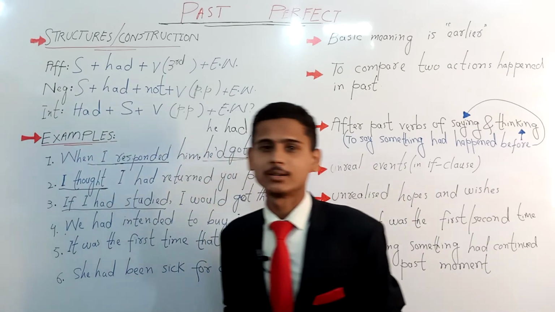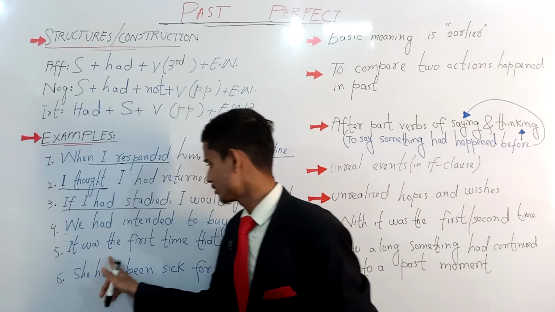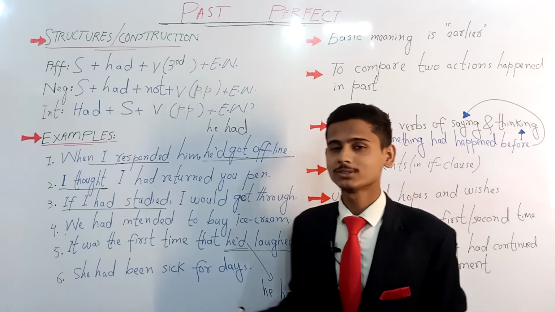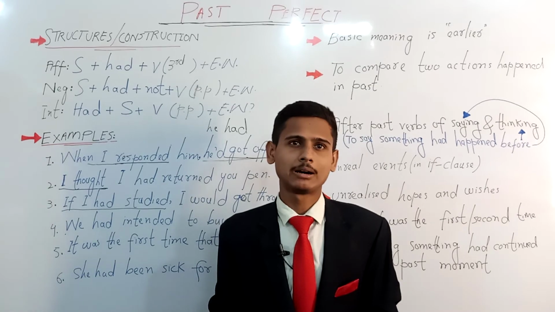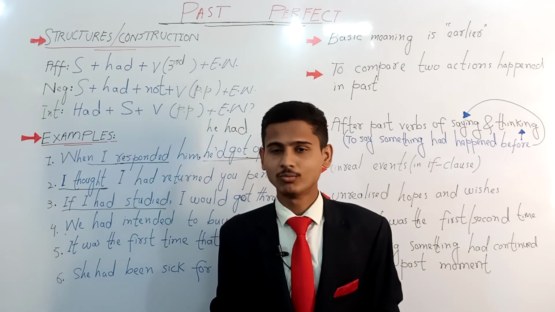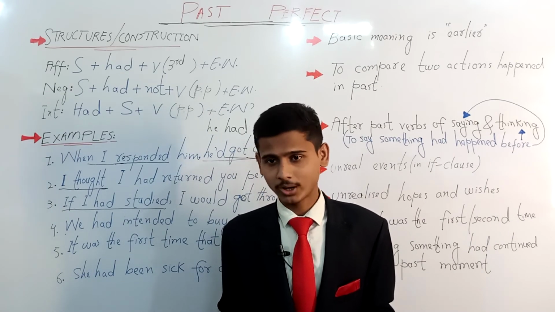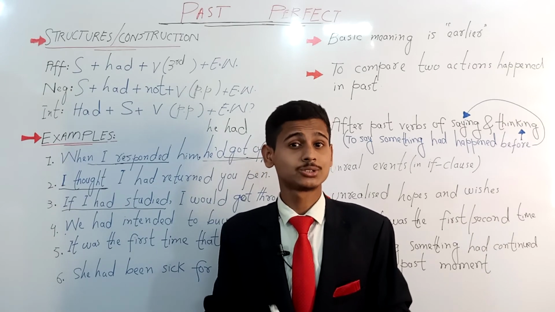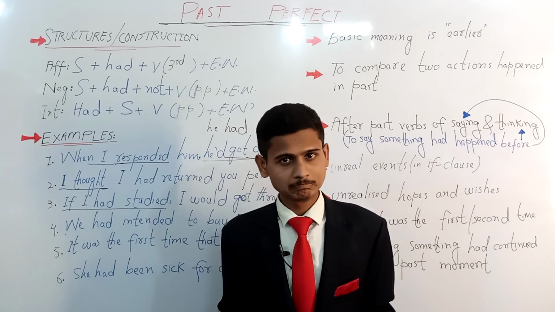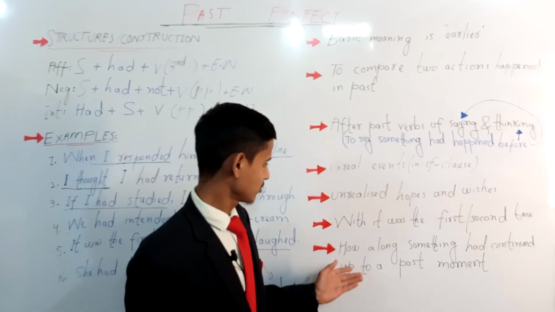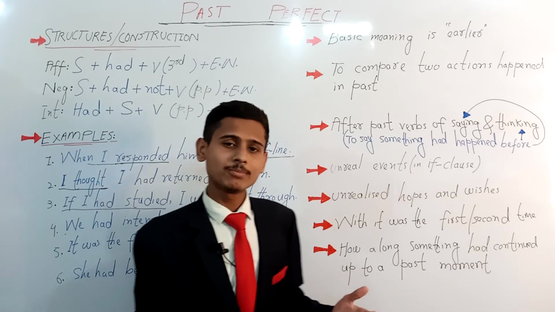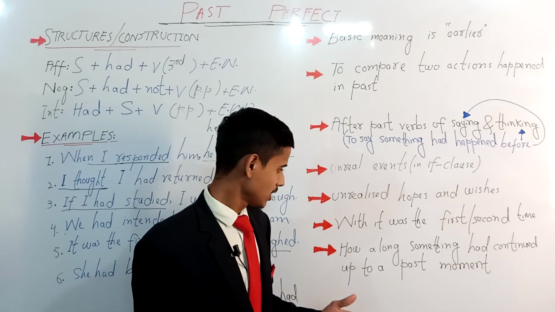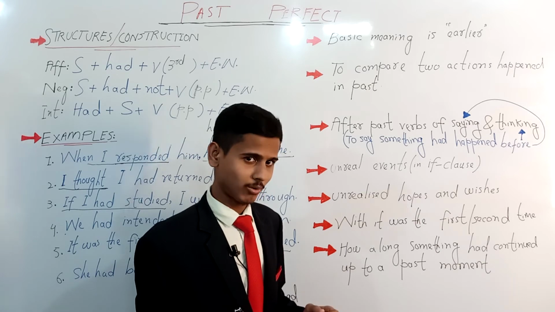Let's look at the typical examples here. It was the first time that he had loved, or it was the second time that I had watched that cartoon, or it was the fifth time that she had asked the same question. These are the examples. Now the last usage, we even use past perfect to show how long something had continued up to a past moment, right?